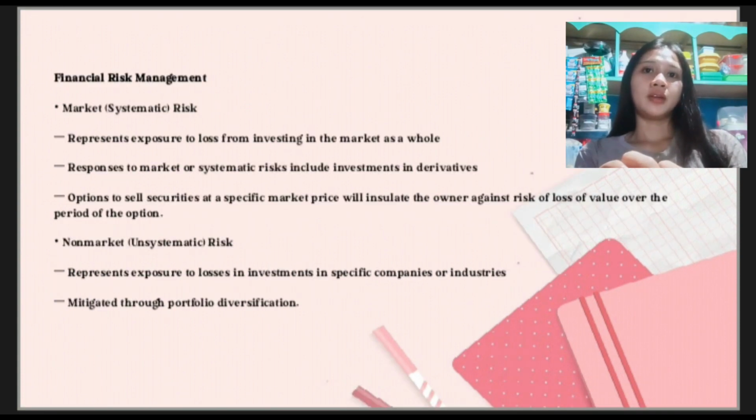So market risk represents exposure to loss from investing in the market as a whole. Responses to market or systematic risks include investment in derivatives. So the options to sell securities at a specific market price will, when sold, leave the owner again at risk of loss of value over the period of the option. So the nonmarket and systematic risks, there are two. First represents exposure to losses in investment in specific companies or industries, mitigated through portfolio diversification.